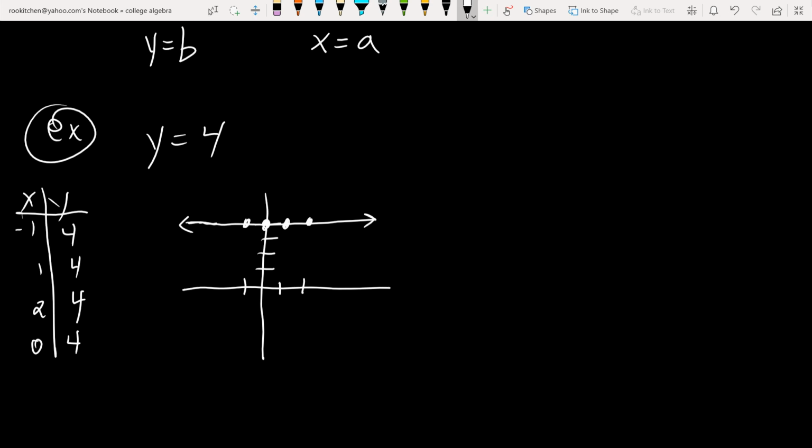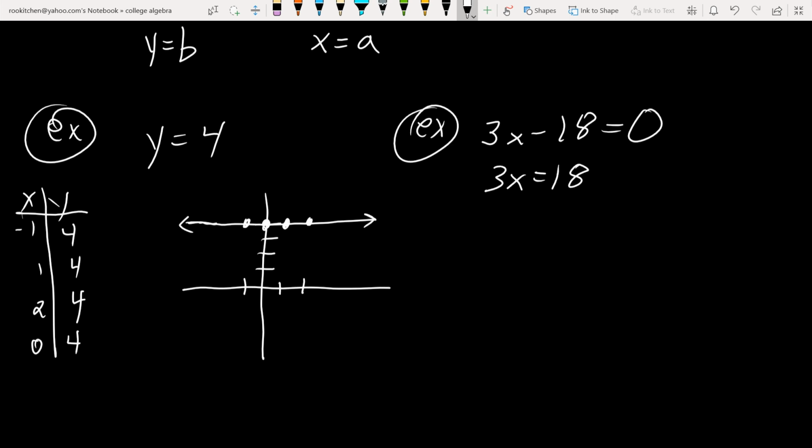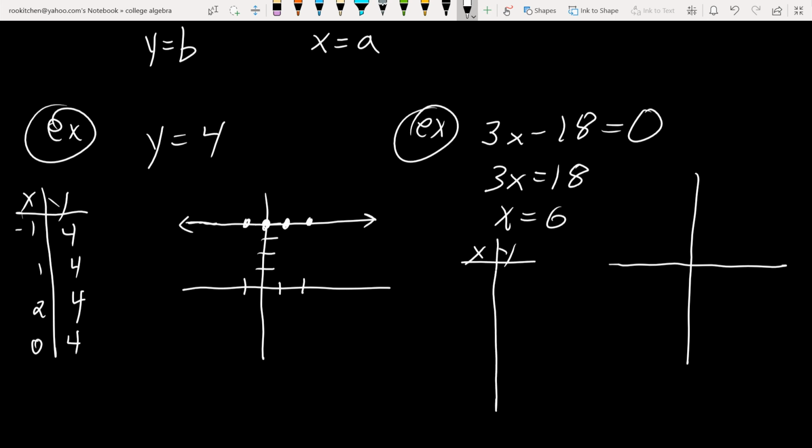However you remember it, this example is a little different because it's not set up in the traditional form. So what you need to do is put it in that form, x equals something. So I add the 18, 3x is 18, divide by 3, and x is 6. So you can literally just go over and at 6 put a vertical line, or you can do a T-table again. And this time, x is always 6, and y varies over the real numbers.